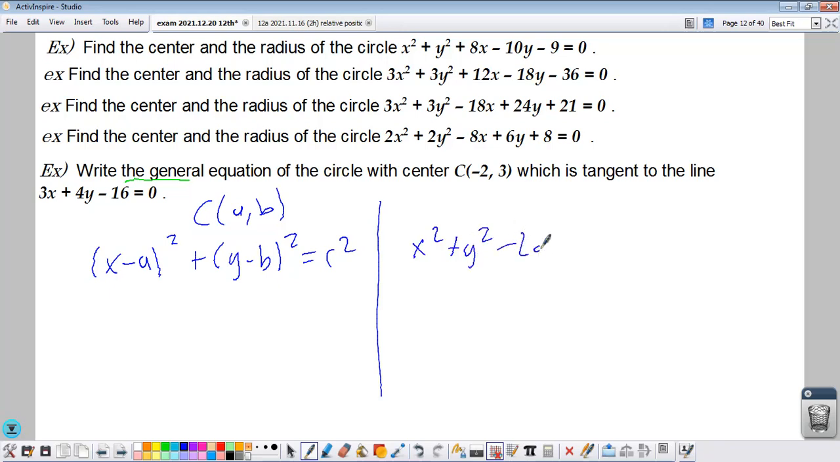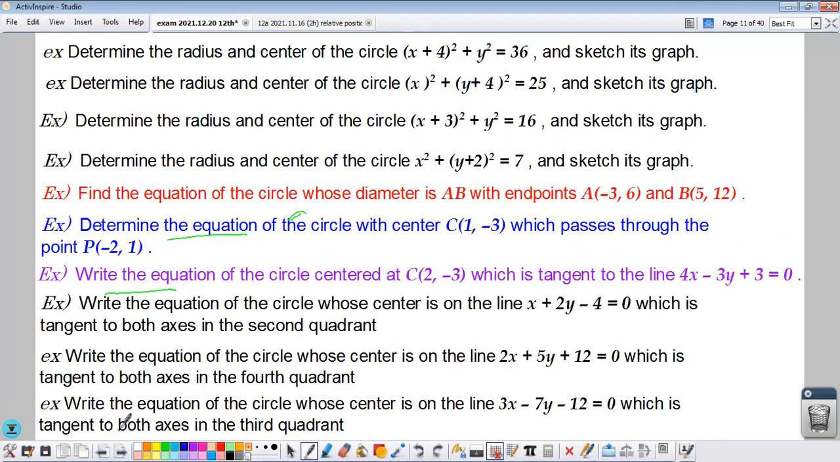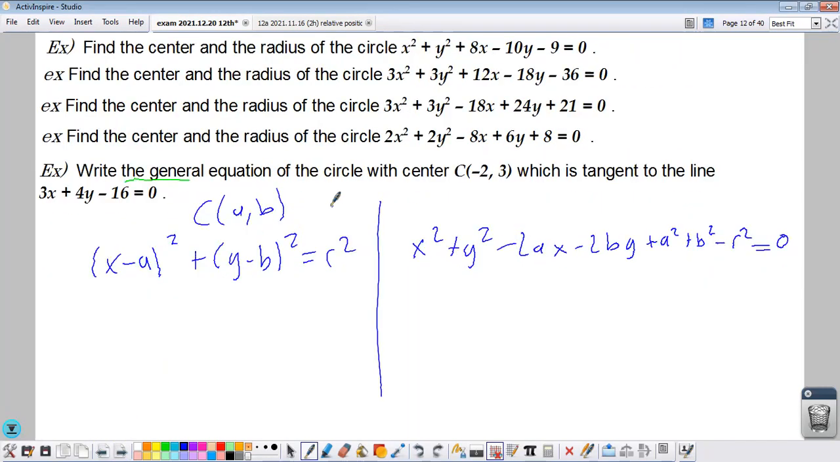squared minus 2ax minus 2by plus a squared plus b squared minus r squared is equal to 0. So this is the general form. You can find this general form by just opening the parentheses in here. You don't have to do anything else. So the questions in here are all about finding the center numbers and the length of the radius. We have three unknowns actually.